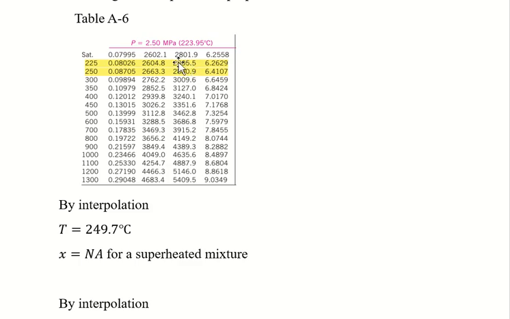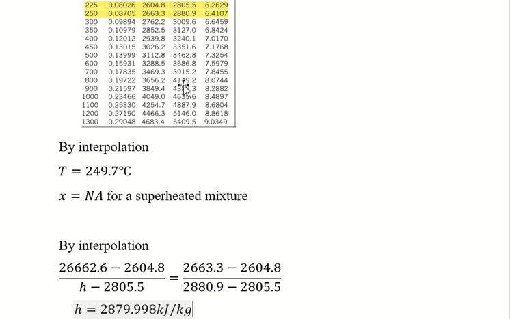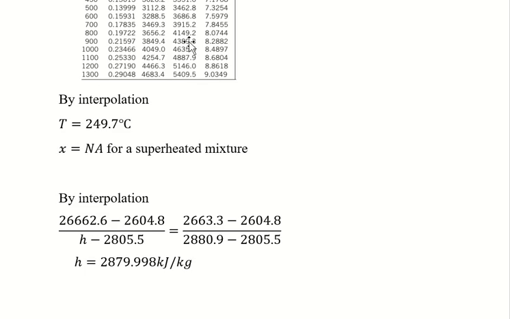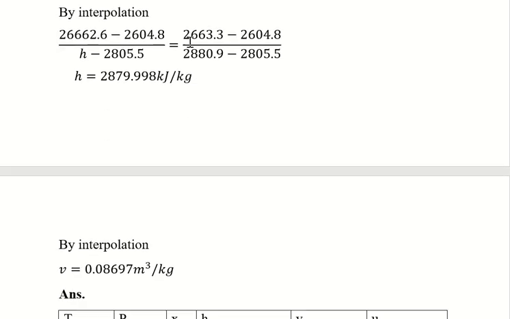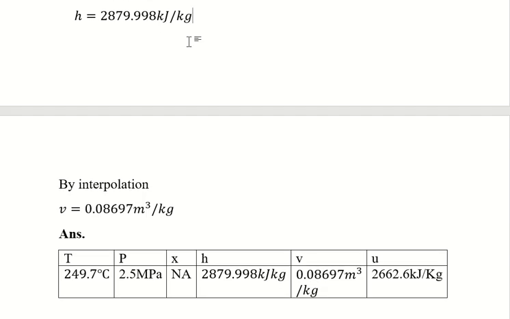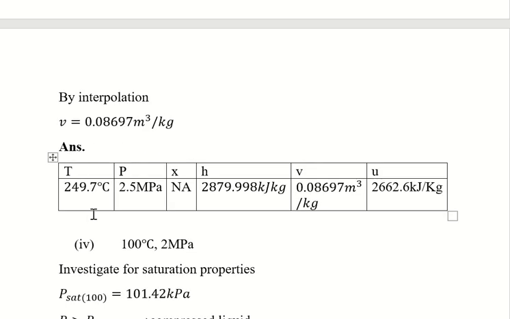So 2,879.99 is almost 2,880, so we could reckon our answer is actually correct. And we also want the specific volume, so we use interpolation again, just like we did over there, and we get an answer of this. And we have to conclude our table again. We put the pressure, the temperature, a not applicable quality concept, and the specific enthalpy.